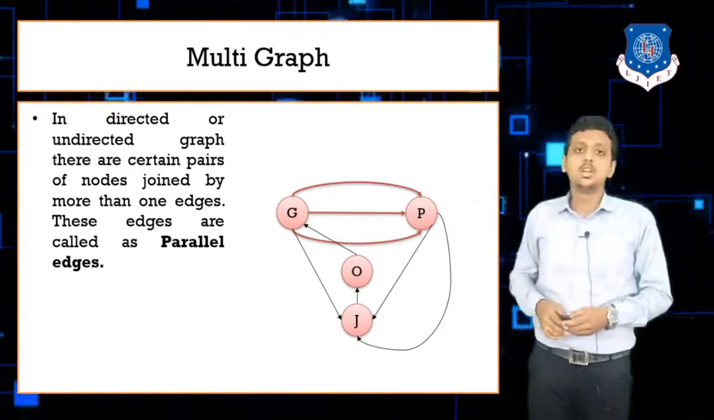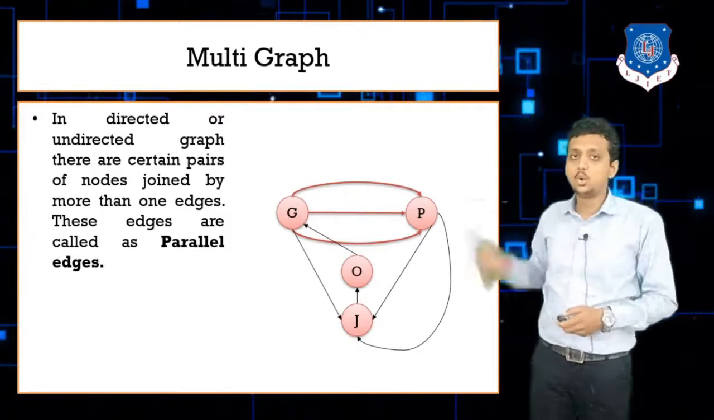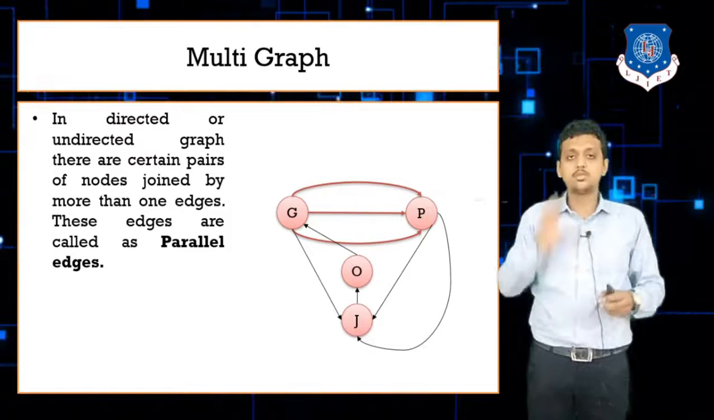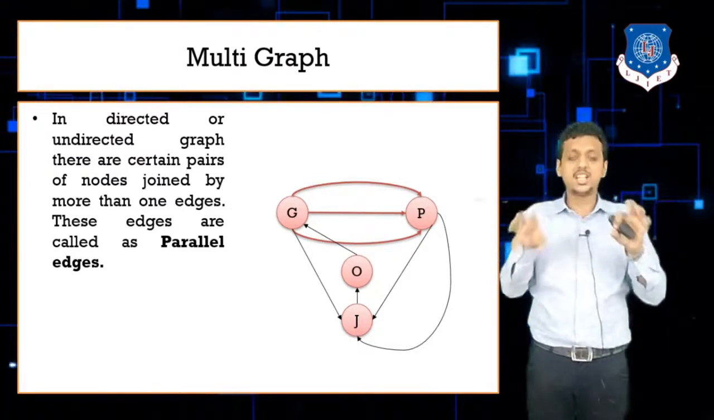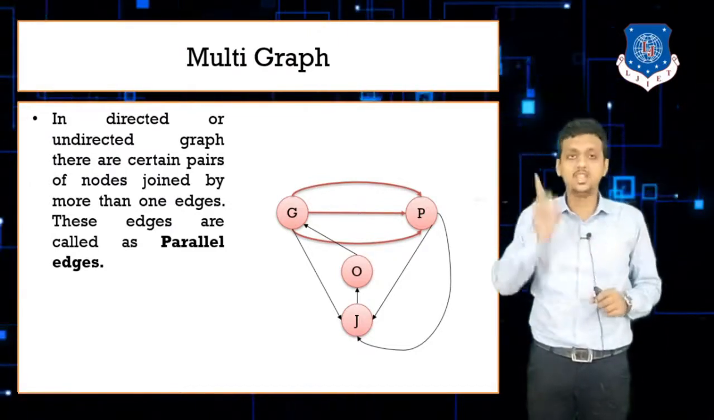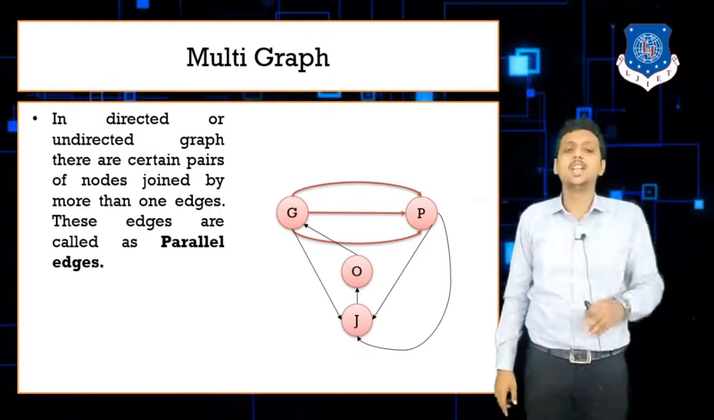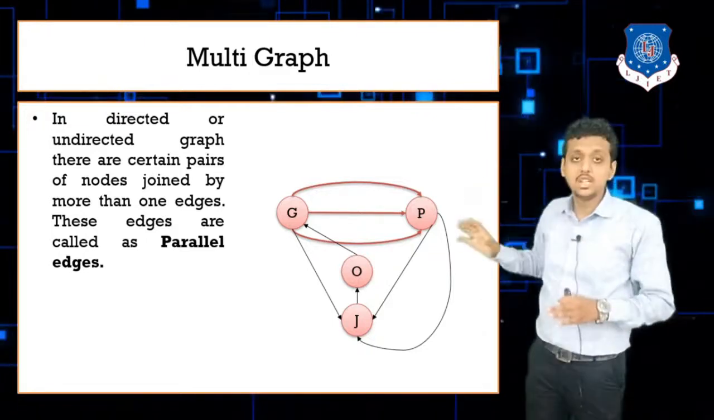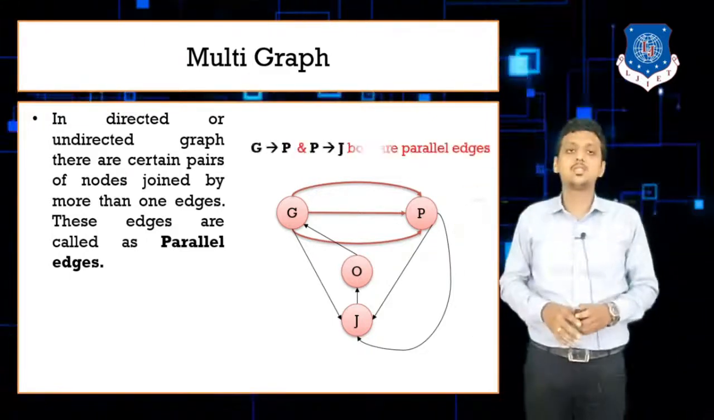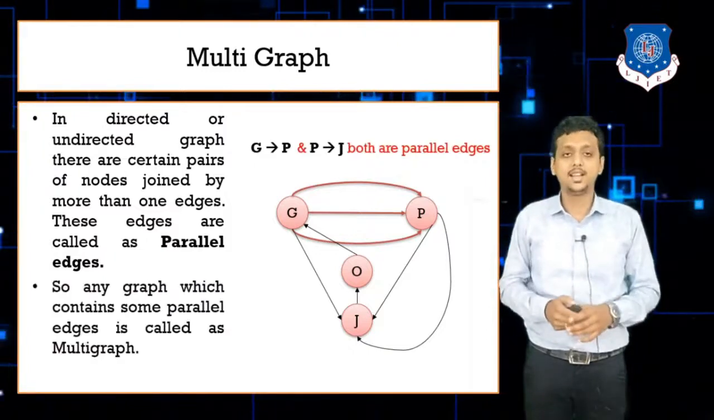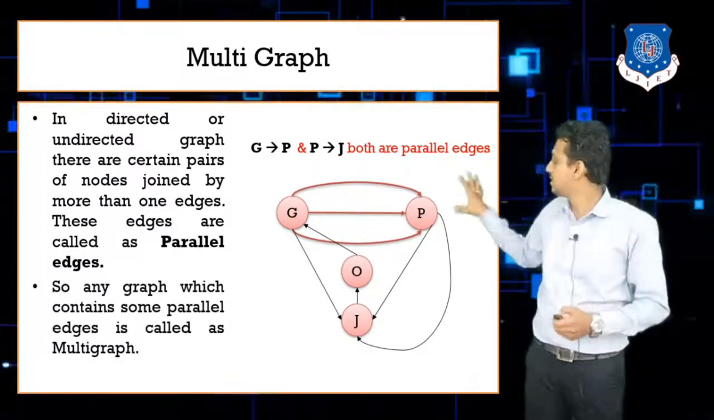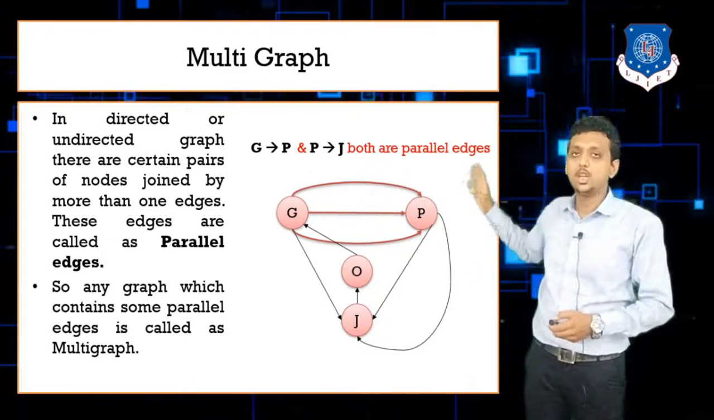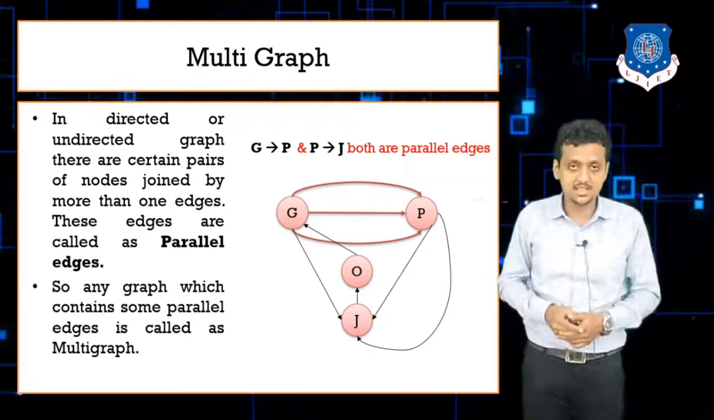Some of you may say, sir, O to G and J to G are parallel edges. No, they are not, because we need two nodes which are connected with more than one edge in the same direction in a directed graph for them to be known as parallel edges. Such a graph which contains parallel edges is known as a multigraph. Here GP and PJ both are parallel edges.